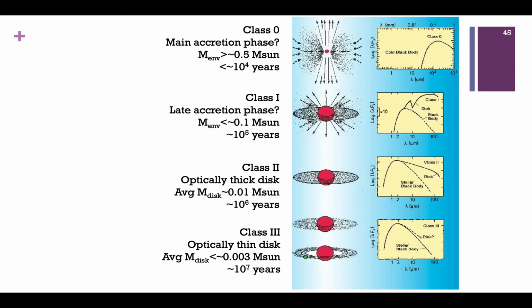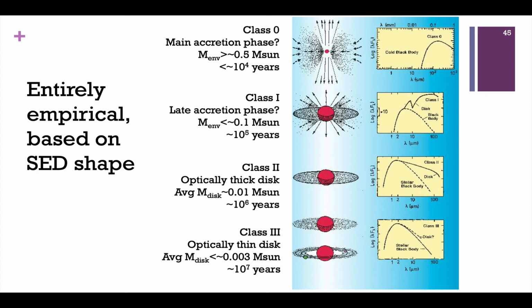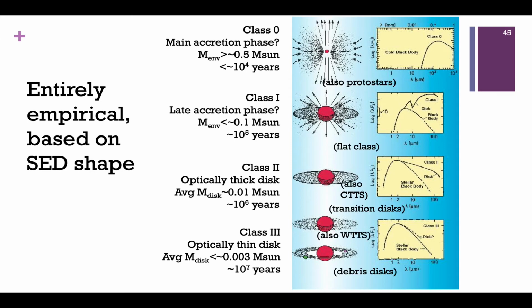Then eventually the disk thins out, and you get planets from the disk. And then the SED that you see is mostly just a black body. There might be a little bit of an infrared excess depending on how much dust is left in the disk. This is an entirely empirical description. It's based entirely on the SED shape. The interpretation is a separate step.